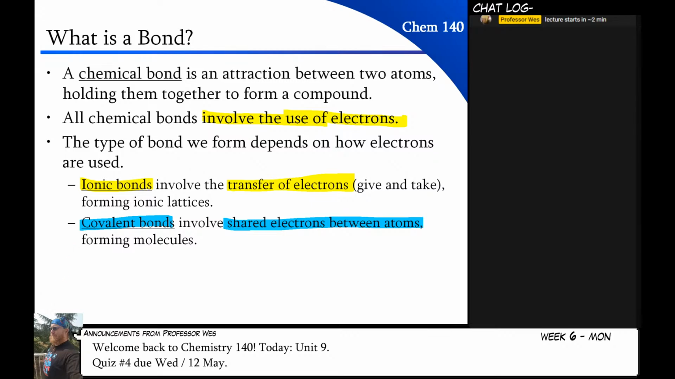Now, it's also worth noting that the outcome of each type of bonding is different, too. So, for instance, ionic bonds form ionic lattices, whereas covalent bonds form molecules. We're going to use those terms specifically to refer to the type of bonding that occurs. So it's important that we don't just call everything a molecule because that's the familiar term. That's only appropriate for covalently bonded compounds.